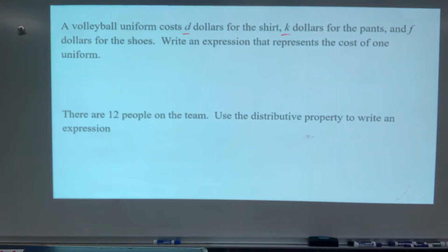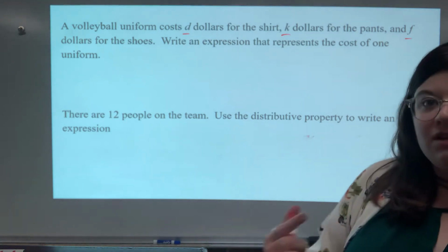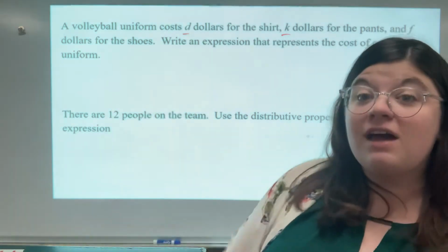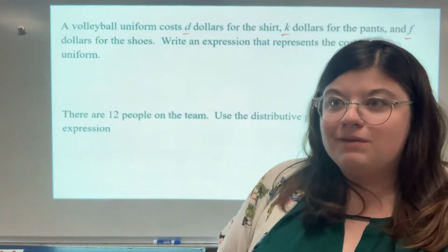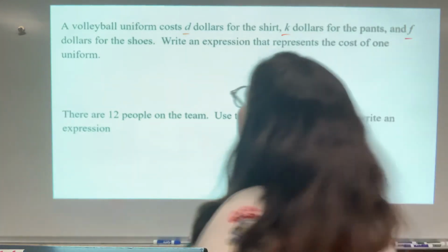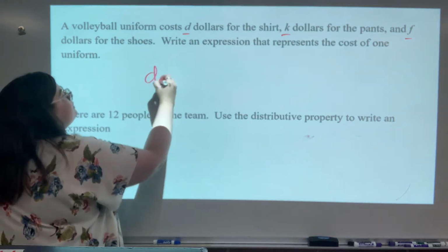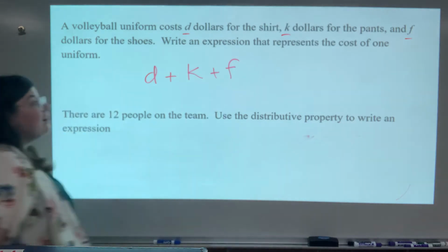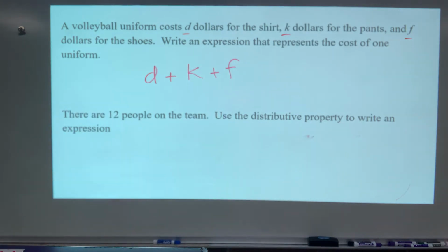K dollars for the pants and F dollars for the shoes. Write an expression that represents the cost of one uniform. So again, we've got this information that the uniform is the shirt, the pants, the shoes. So all together, that would give us the cost of one uniform. All together, keyword, all together, right? Adding them all together. So D plus K plus F would give me the cost of one uniform, just adding all of my variables together.